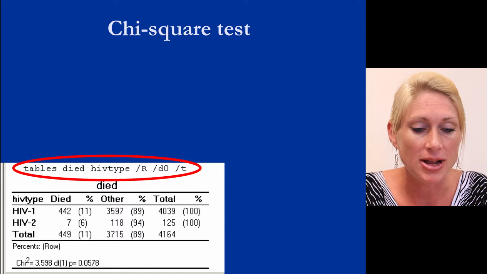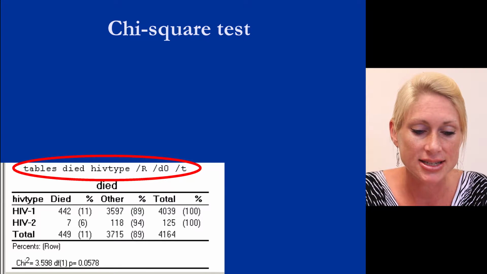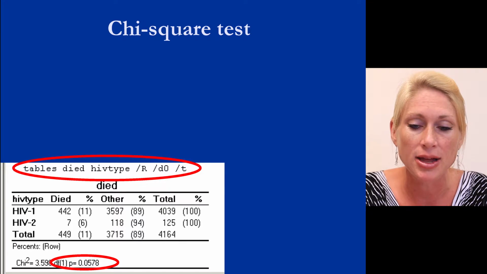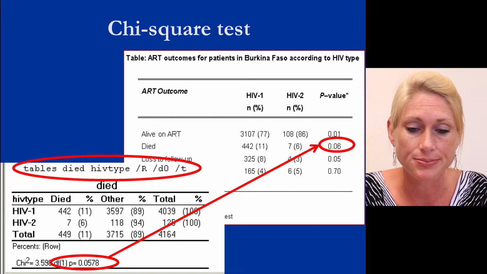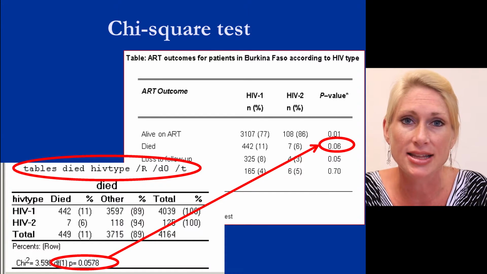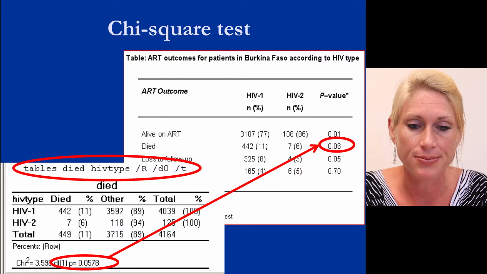And now if I tabulate my new variable died with HIV type, add the command T for my chi-square test, here is the resultant p-value, 0.06 rounded up, and that is the p-value that you saw in the previous table. And we would do exactly the same for lost to follow-up and for transferred out.